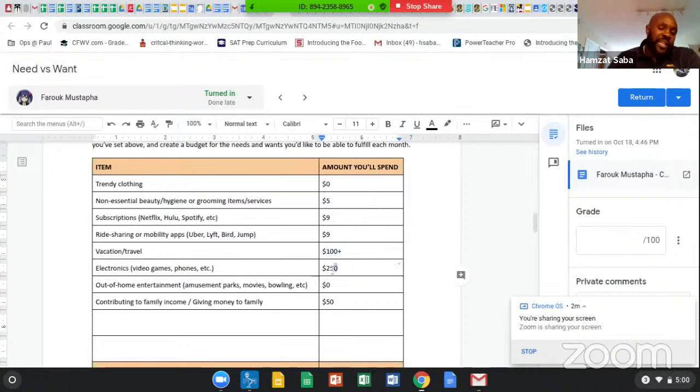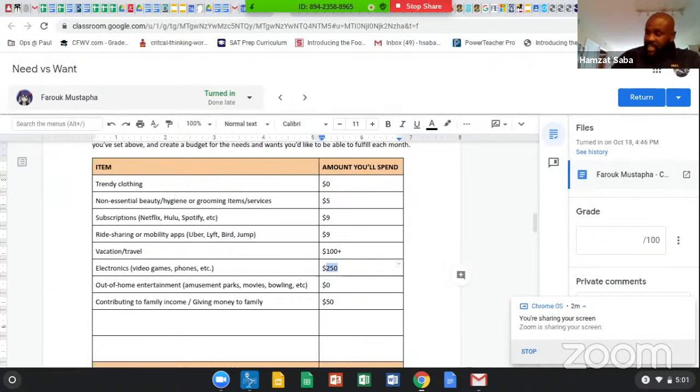What would that $250 a month go to? Is that for game cards or something? I'm confused. Is it talking about the phone bill or a phone? See, I was confused. It could be a number. It could be the phone bill.